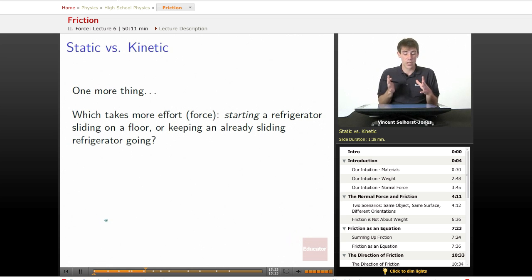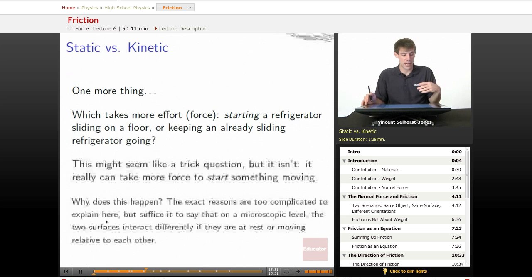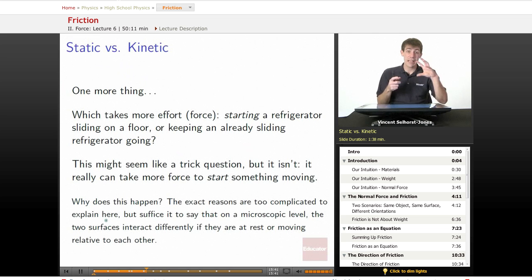there's actually going to be this little thing of it. If we have to sort of unstick it, we have to pop it off of where it's already located. It might seem like a trick question, but it really isn't. It really can take more force to start something moving than to just fight kinetic friction. Kinetic friction is going to be different from static friction. The friction of when it's moving is going to be different from the friction of when it's still.